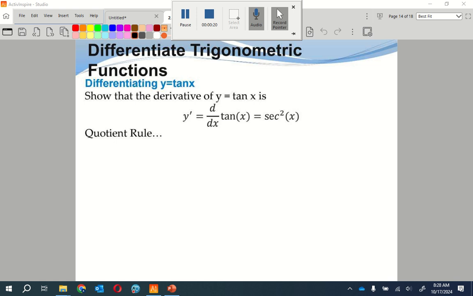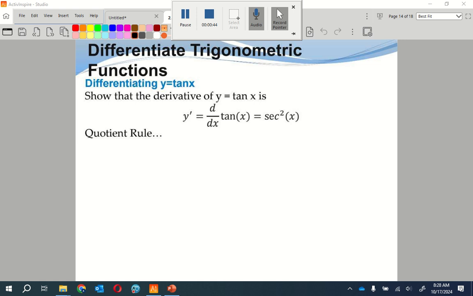All right. So since I have everyone's attention now, I am going to show you how to get the derivative of tangent to equal secant squared. We know from yesterday's lesson that tangent is y over x, right? It's sine over cosine, isn't it? Okay, so I'm going to start with that.